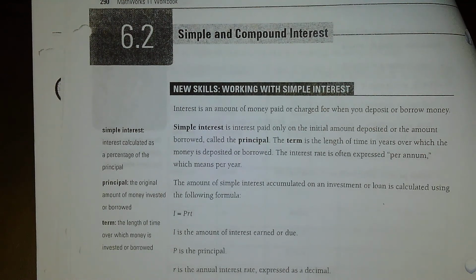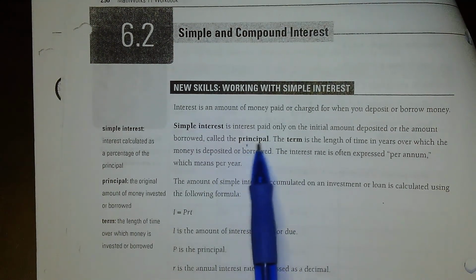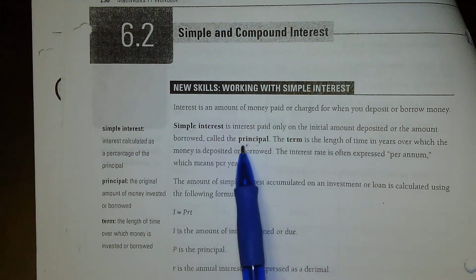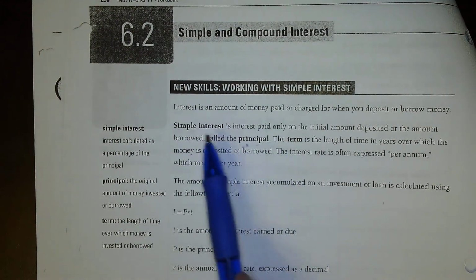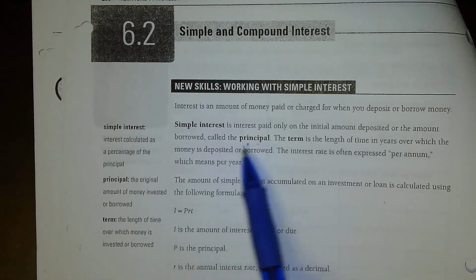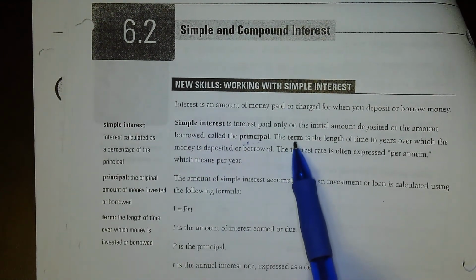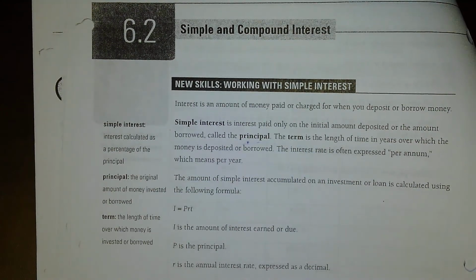to calculate these. So, simple interest is paid only on the initial amount deposited or the amount borrowed, called the principal. So, some different terminology. Principal is how much you borrowed. So, if you borrowed $50 from the grandpa, that's your principal. Your simple interest is going to be the amount that, in addition to paying back the principal, you're going to have to pay back interest. The term, so how long you have to pay back the amount. And those are the three things that you need for simple interest calculations.